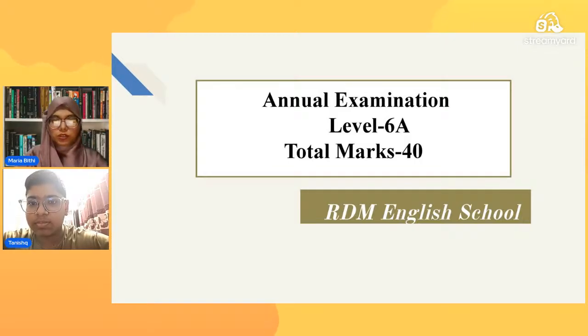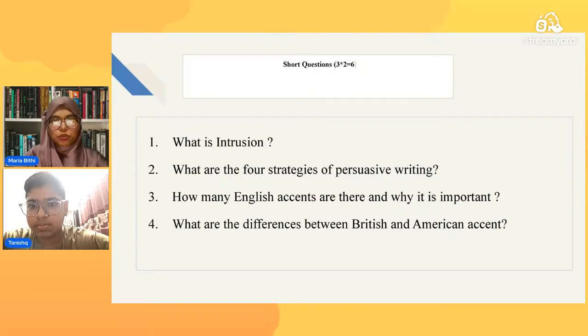Welcome, Tanishq. This is your annual examination of level 6A, and your total marks is 40. And here is your first question. These are basically short questions. Please note that each question will carry 2 marks, and you have to choose any 3 questions from here. So you can choose your question now.